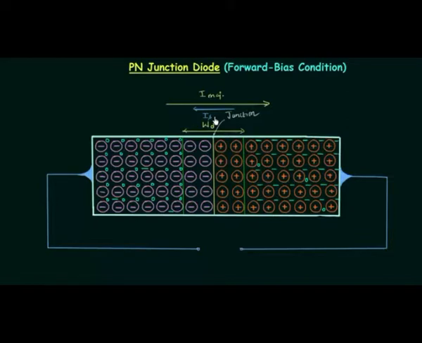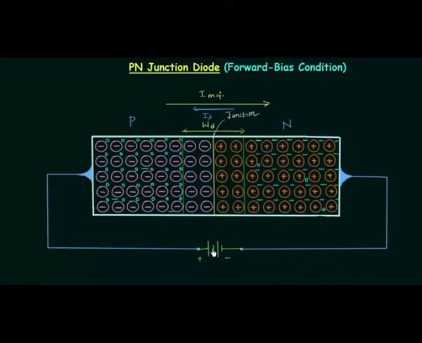Now in forward bias condition, we connect positive terminal of the battery to the P side, and we connect negative terminal of the battery to the N side of the PN junction diode. So I will do this quickly. This is the positive terminal of the battery, and this is the negative terminal of the battery, and I will connect the positive terminal to the P side of the PN junction diode, and I will connect negative terminal to the N side of the PN junction diode.